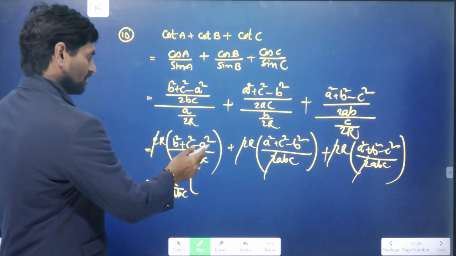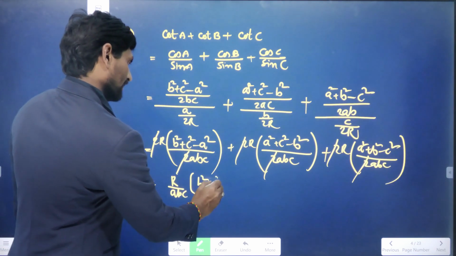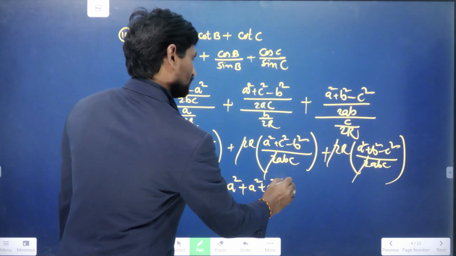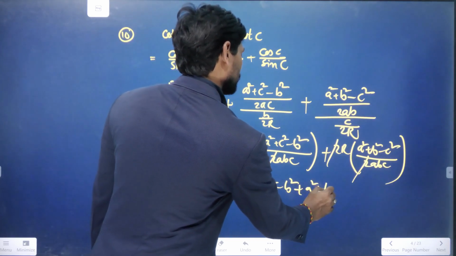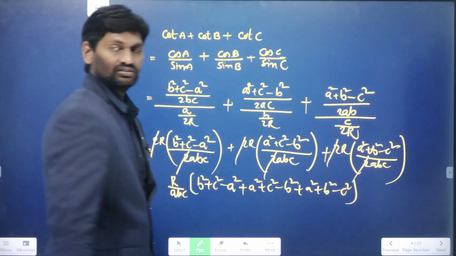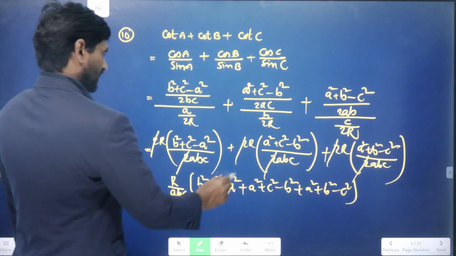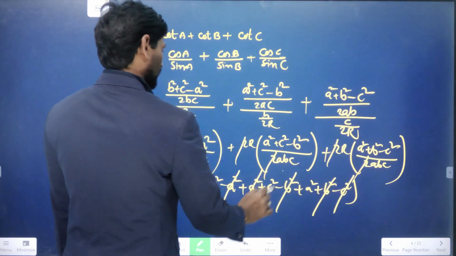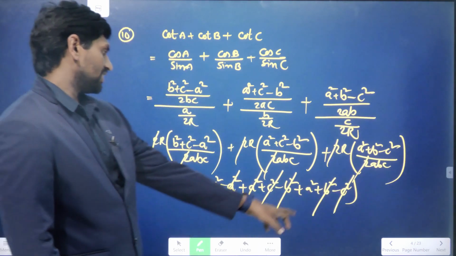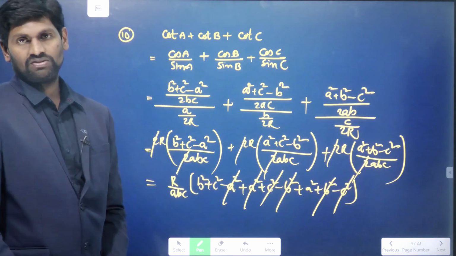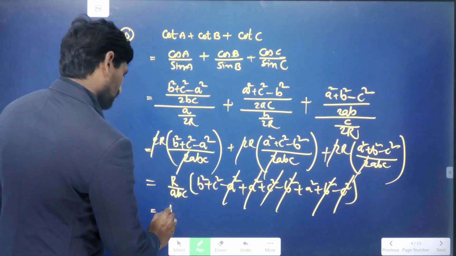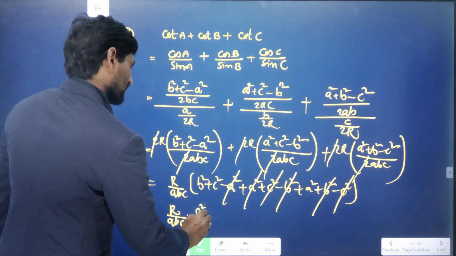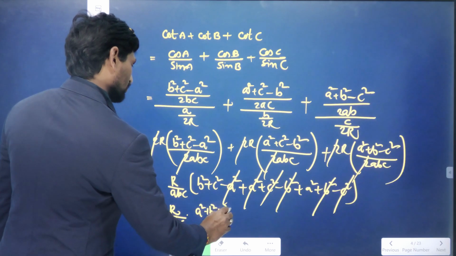B square plus c square minus a square plus a square plus c square minus b square plus a square plus b square minus c square. These three terms are remaining. So minus a square plus a square, minus b square plus b square, minus c square plus c square cancel. What are the remaining values? A square, b square and c square are remaining. That is equal to r by abc into a square plus b square plus c square.